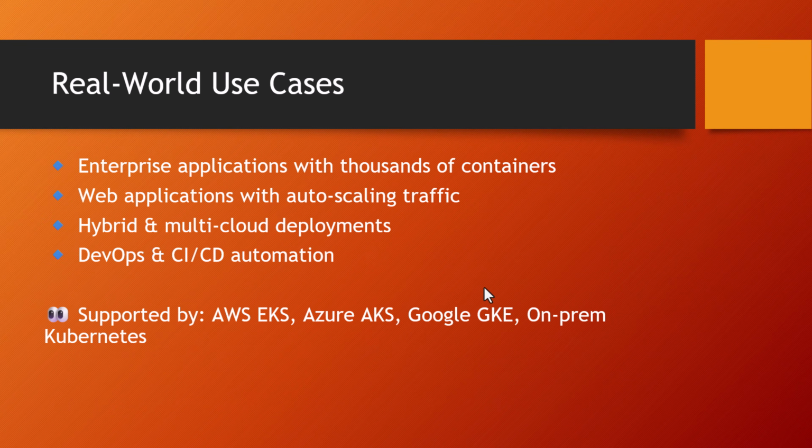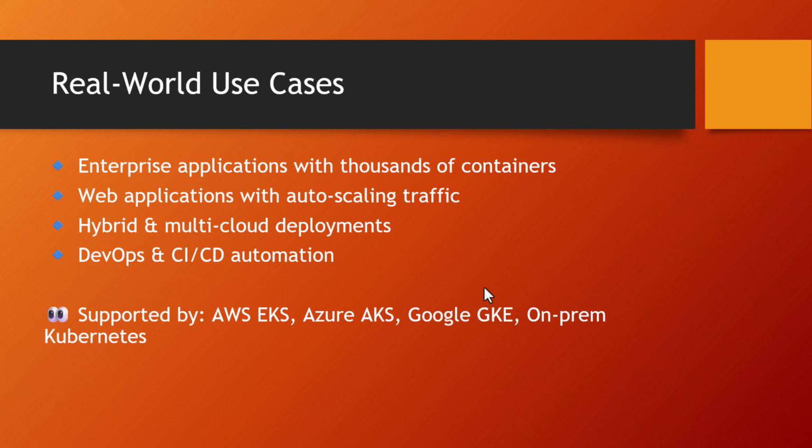Let's look at some real world use cases where Kubernetes makes a huge difference. These are the scenarios where managing containers at scale becomes not just useful but essential. Enterprise applications with thousands of containers. Assume a large scale enterprise system often runs hundreds or thousands of microservices, each packaged in its own container. Kubernetes makes it possible to orchestrate and manage all of them efficiently with zero downtime during updates.